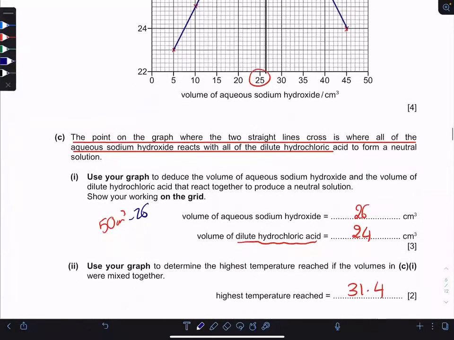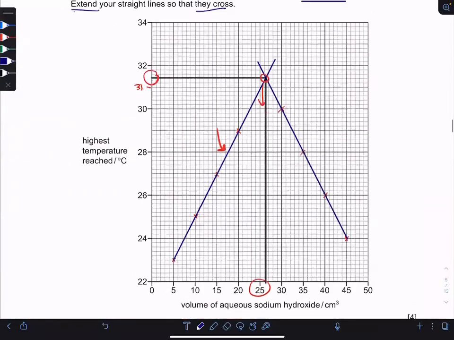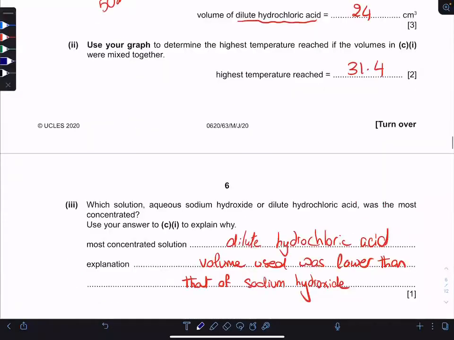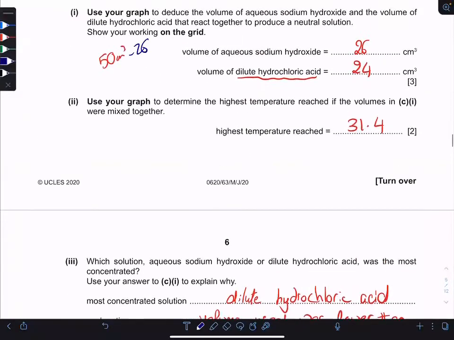Double I, he wants you to use the graph to determine the maximum temperature reached. The maximum temperature is at the point of neutralization. You'll just read the y-axis. Take care, this will be 31.4. Each small square is worth 0.2. 31.4, of course, degrees Celsius.